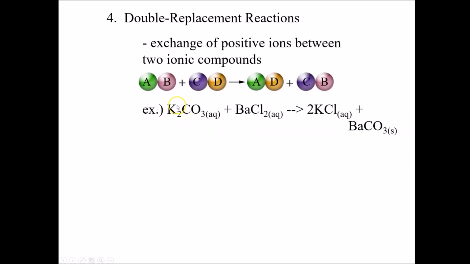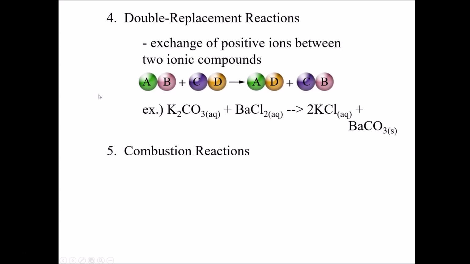So once again, I see that K and CO3 are together here, right? So K2CO3. And then I see that the Ba and Cl are together in this compound. So I have K and CO3 and Ba and Cl. And now look what happens. Now the K goes with the Cl, and now the Ba goes with the CO3. So there was a double switch here. That's why we call it a double replacement reaction.